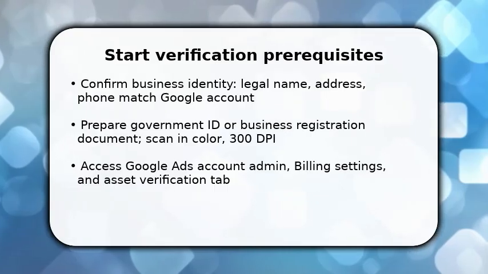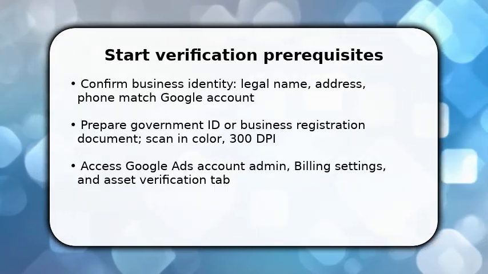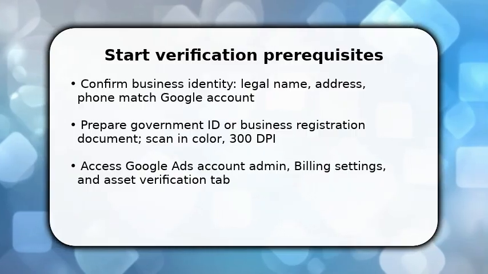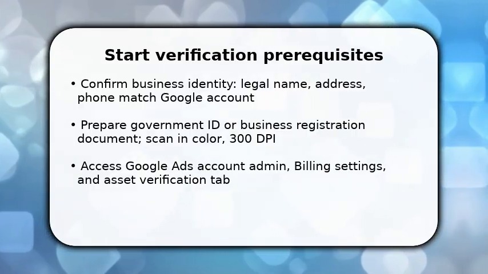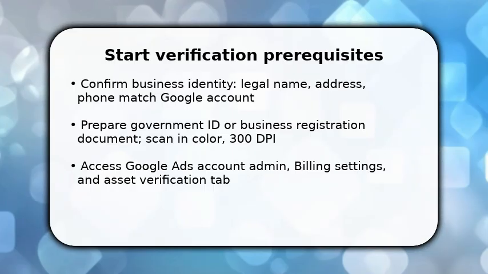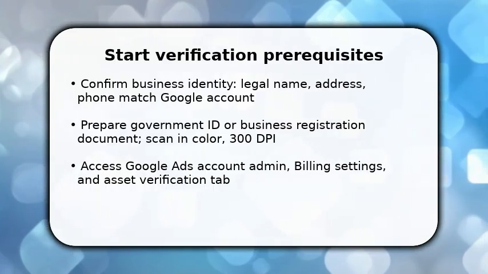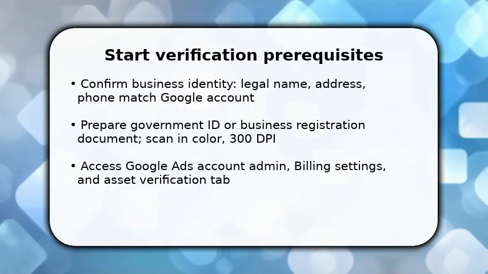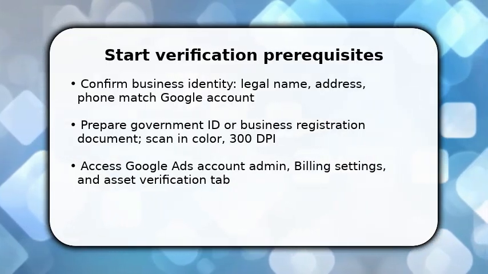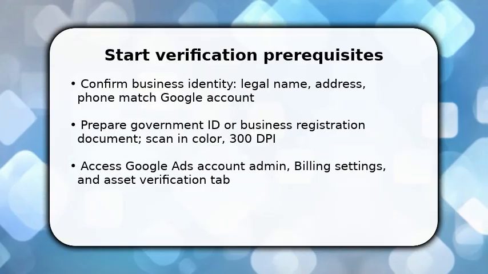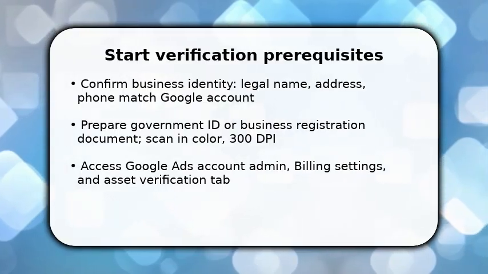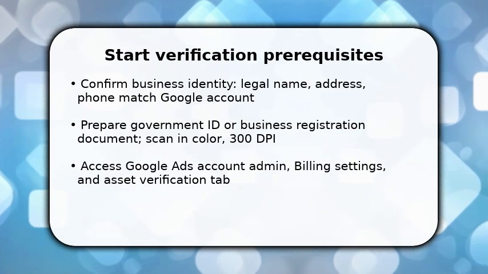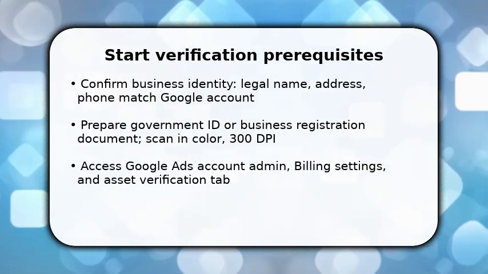You begin by confirming your business identity and gathering documents now. Do not delay. Make sure the legal name, address, and phone exactly match the info in your Google Ads account, because mismatches cause rejections. Next, scan a clear government ID or certified business registration at high quality. This speeds automated checks. Finally, open Google Ads, go to Billing and Account Settings, and find the Verification or Business Information section so you're ready to upload.